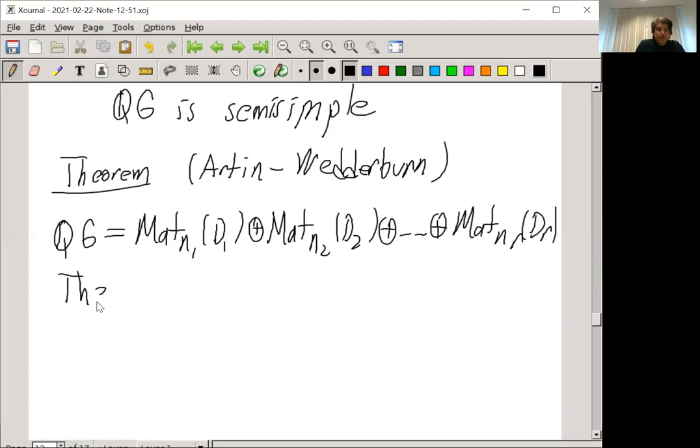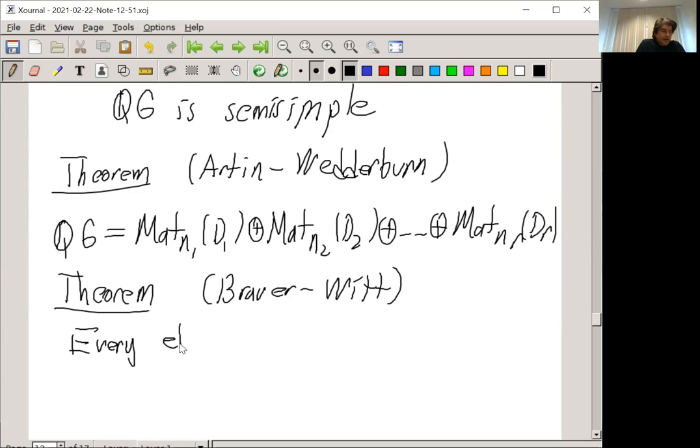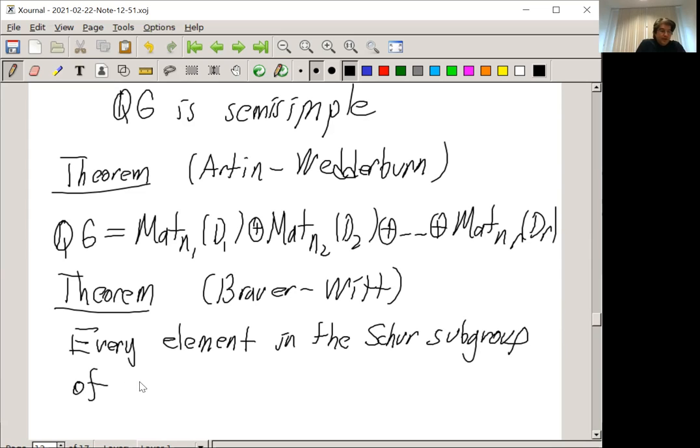And then theorem of Brouwer-Witt. Every element in the Schur subgroup of the Brouwer group is represented by a cyclotomic algebra.